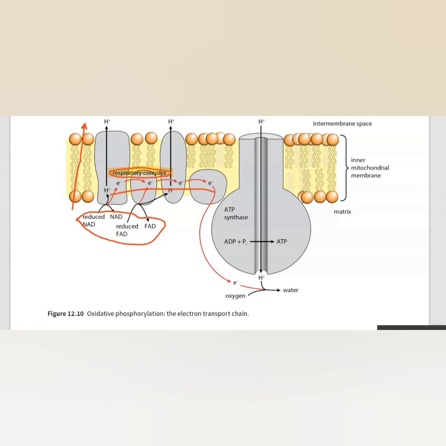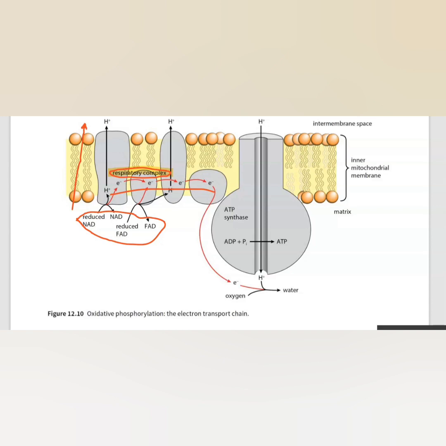One is the oxidation of the reduced NAD and reduced FAD with the help of NAD dehydrogenase and FAD dehydrogenase enzymes, during which protons and electrons are produced. Electrons move in the ETC and release energy, and that energy is used to pump the hydrogen ions into the intermembrane space of the mitochondria.